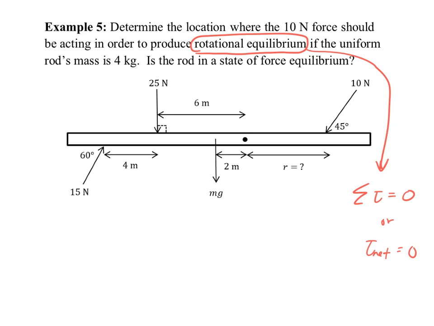Okay, so we have to list what we've got. So let's start by labeling these certain things. I'm going to call this F1. I'm going to call this F2. I'm going to call this F3. And I'm going to call this F4.